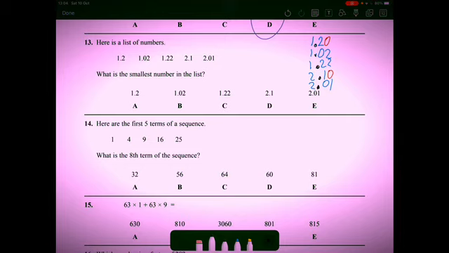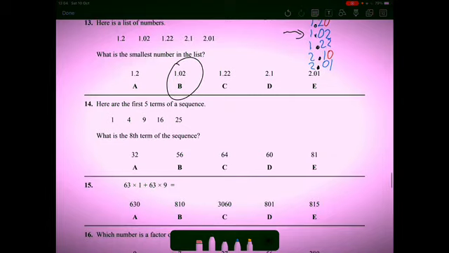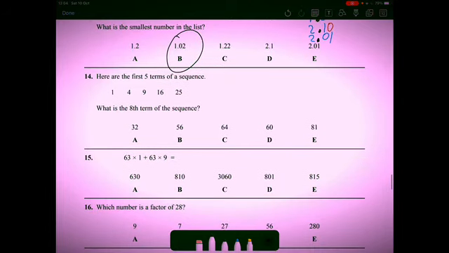What is the smallest number in the list? I can clearly see that this number is the smallest number in the list, 1.02. Lining things up with your units, tenths and hundredths in a nice, neat vertical column system can stop you making silly mistakes. Here are the first 5 terms in a sequence.